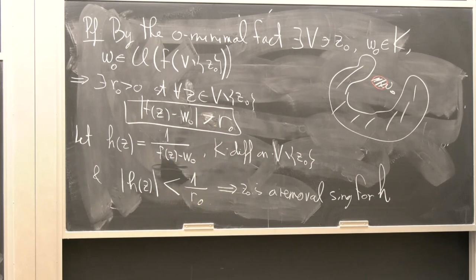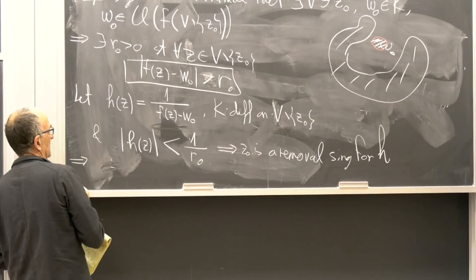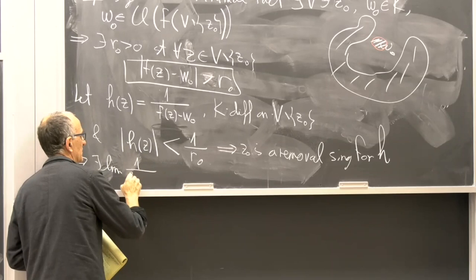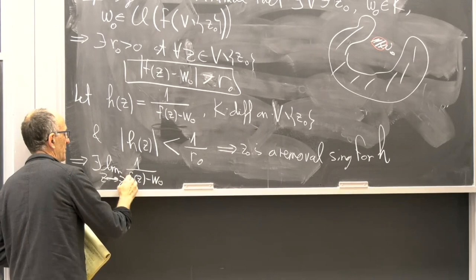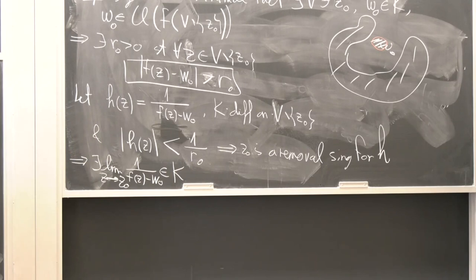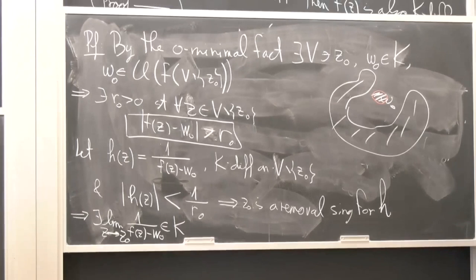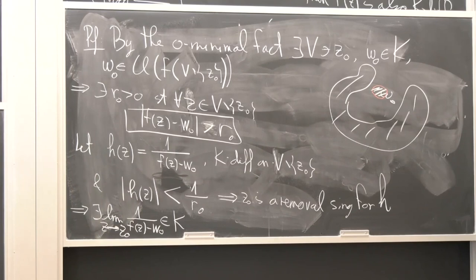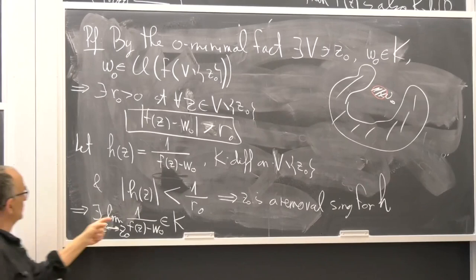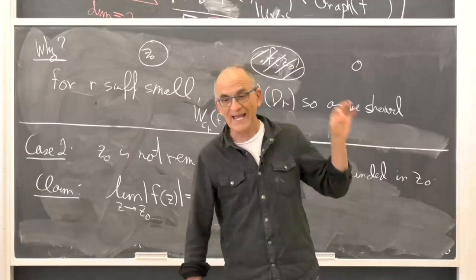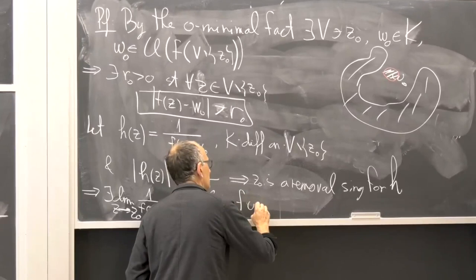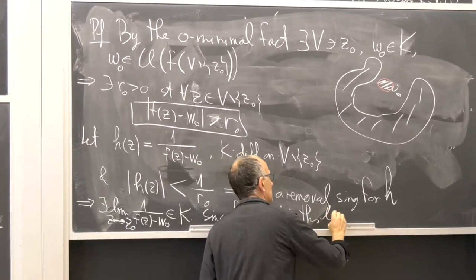So there is a limit of 1 over F of Z minus W0 as Z approaches Z0, and this is an element in K. But F of Z is unbounded. We haven't used it so far. Because it's unbounded, only one limit can exist, and the limit has to be 0, because the absolute value of the denominator gets as large as we want since F is unbounded. So since F is unbounded, this limit equals zero.